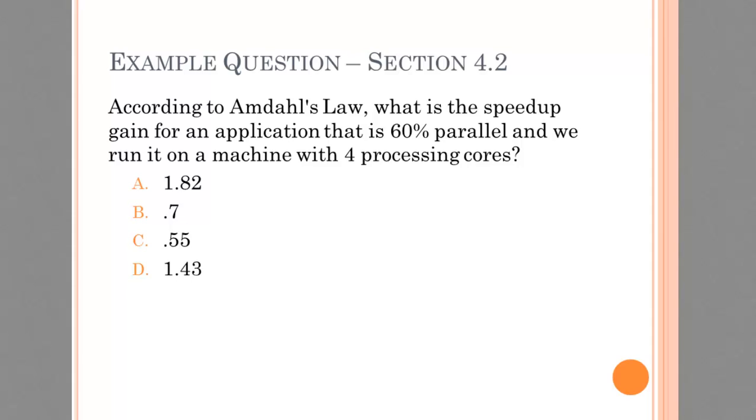Okay, according to Amdahl's law, what is the speed up gain for an application that is 60% parallel and we run it on a machine with 4 processing cores? This is kind of a good lead-in to this coming week because we're going to be looking at all this process scheduling, and there's always performance metrics that are done.